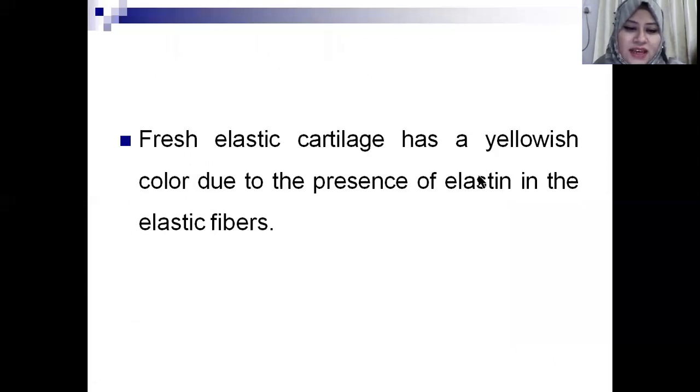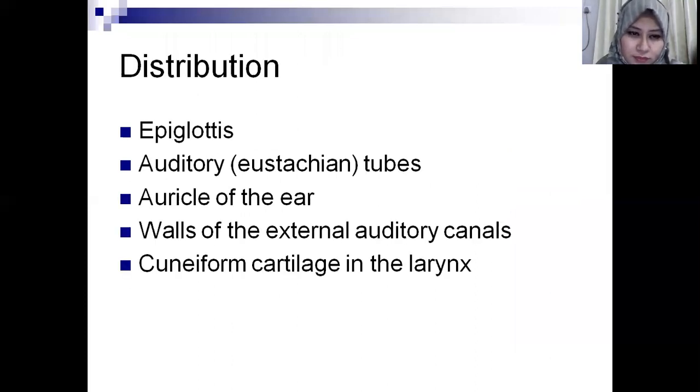Fresh elastic cartilage has a yellowish color due to the presence of elastin in the elastic fibers. Elastic cartilage is found in the epiglottis, eustachian tube, auricle of the ear, walls of the external auditory canal, and cuneiform cartilage in the larynx. Dear students, you can remember it: elastic cartilage, 3E. One is epiglottis, another is eustachian tube, and another is auricle of the external ear.